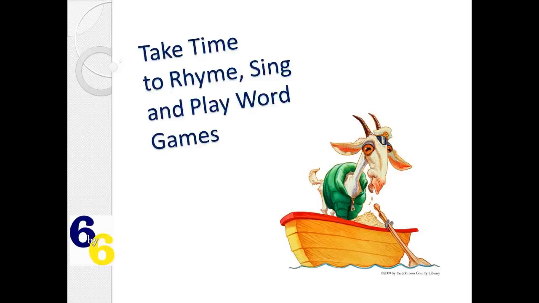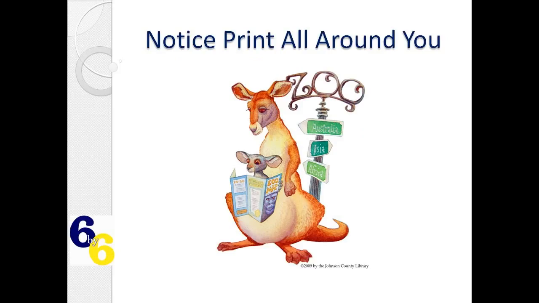Our next skill is notice print all around you. And this means that children are able to see print everywhere and know that it has meaning and rules. And noticing print includes, as I mentioned, seeing print everywhere, seeing people writing and seeing that writing has meaning. So a great thing to do with that is to sit down and make out your shopping list with your children.